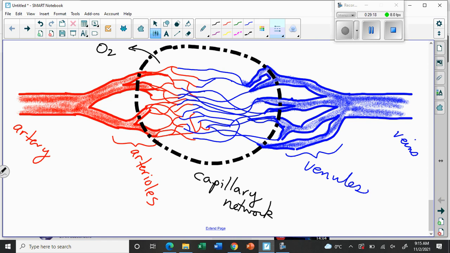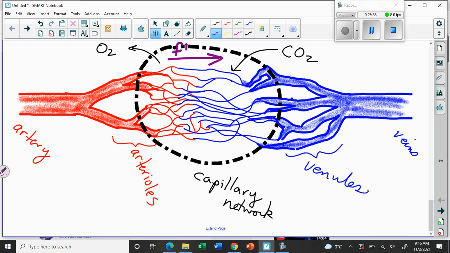And then, of course, the carbon dioxide is coming from the body and going into the blood. And, of course, the blood flow direction across the capillary is this way. It comes from the arteries. It delivers the oxygen to the cells, picks up the carbon dioxide, and then goes back into the venules and veins.